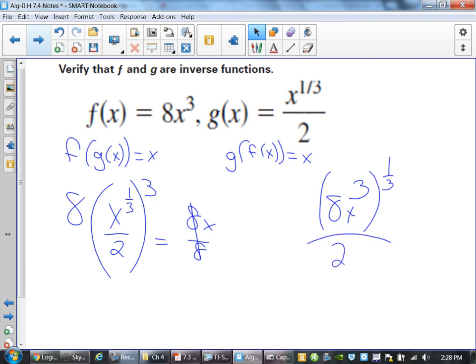What does the 1/3 power stand for? Cube root. What's a cube root of 8? 2. Power to power here, I would multiply. 3 times a third is? So I get 2x over 2, which is x. And we've done verify. Yay!